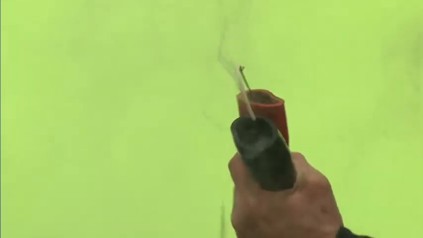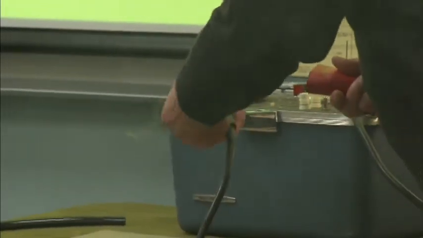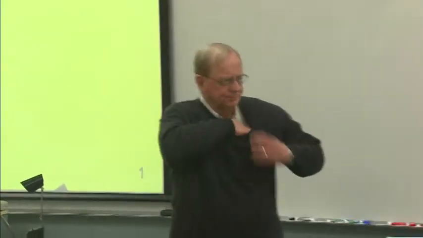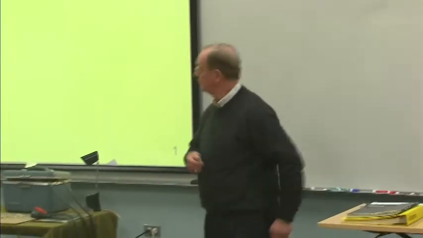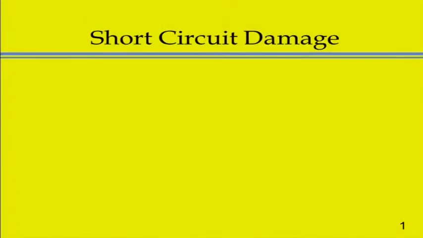Now the insulation's gone off of that in several places, and it stinks a little bit. Hopefully it won't cause any fire alarms to go off if the ventilation system works quickly. But most of the time, we don't think about what can happen when we have a short circuit with electricity. And so I want to just start out with a little bit about what kind of damage you can have.